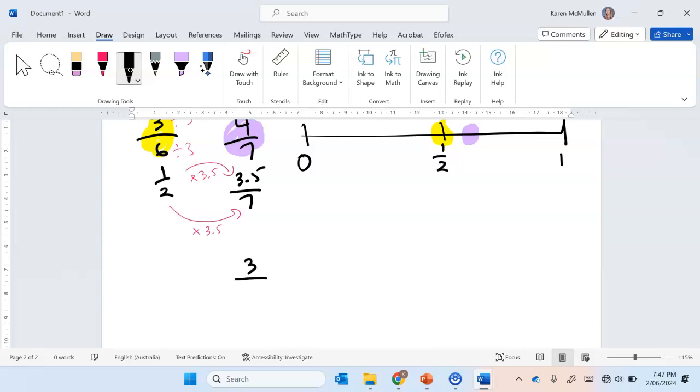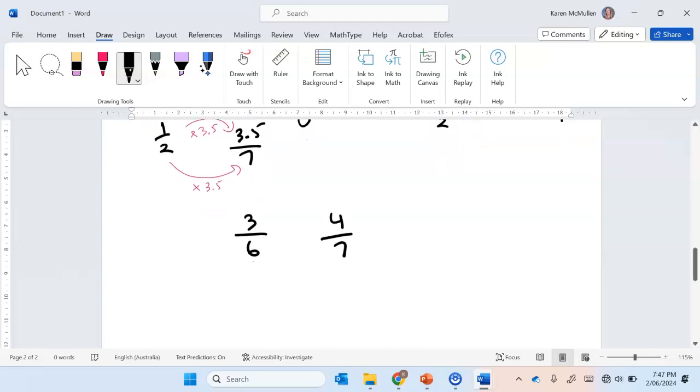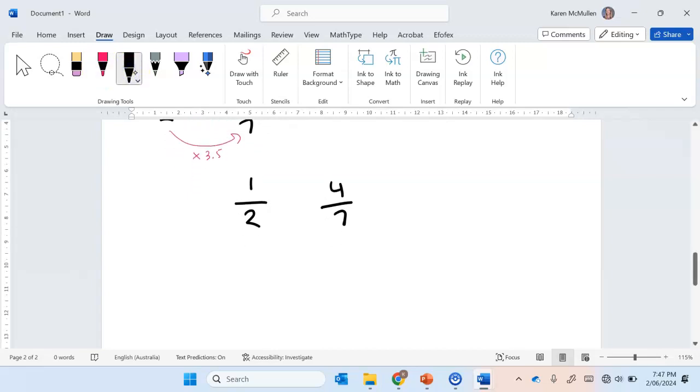So if I was comparing 3/6 and 4/7 and couldn't use that logic of the number line, what you would need to do is simplify both fractions. So this 3/6 becomes 1/2. And then you need to have the same denominator. So you think of a number that 7 and 2 both go into, which is 14.